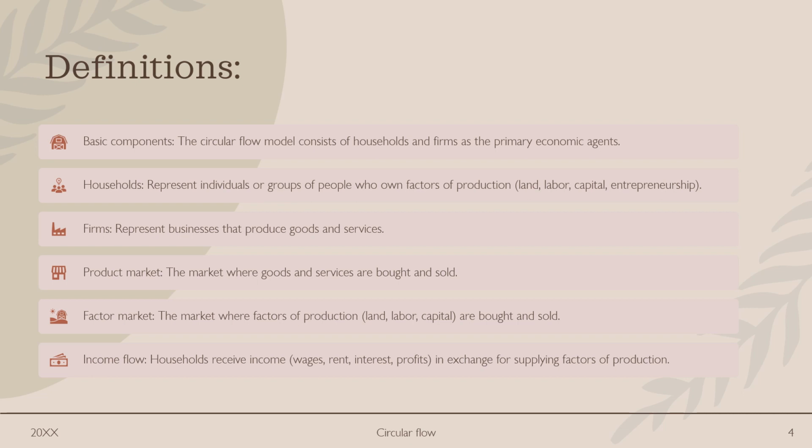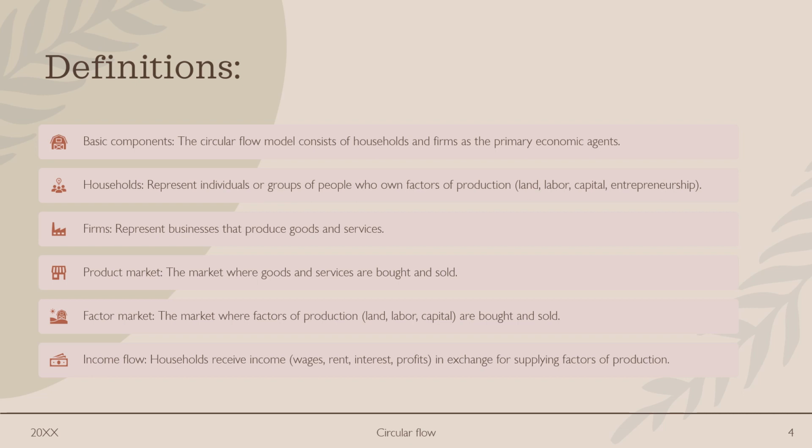So basic components, these are the primary agents in the economy, which are the households and firms. Households represent individuals or groups of people who own factors of production, which are land, labor, capital, and entrepreneurship. I hope that you have a clear understanding of those. And then you have our firms. The firms represent the businesses that produce goods and services.